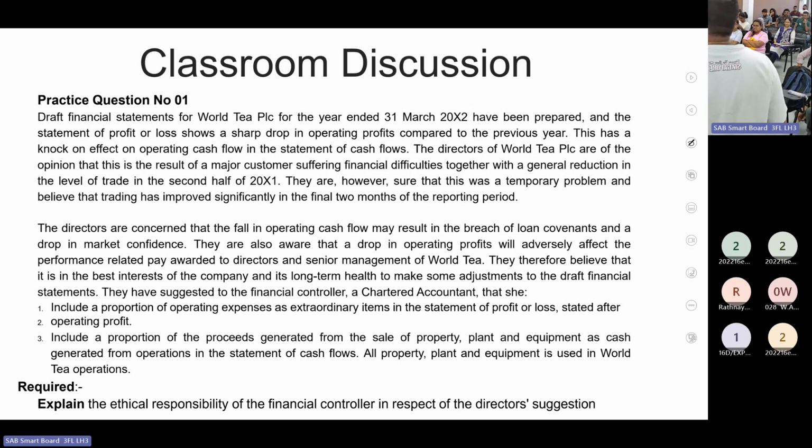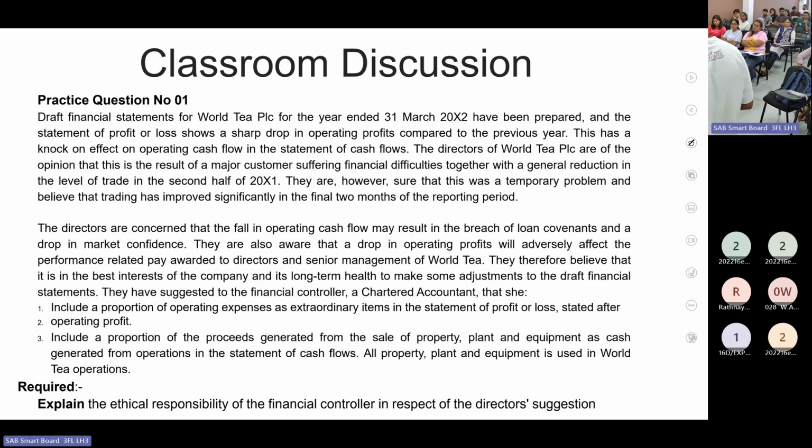Self-interest, it mentions that the performance-related payout will be affected, which means at the end of the day the auditor might also get affected, which causes self-interest. Since it comes from the directors, that makes it intimidation. The fundamental principles are integrity, which is about being honest and straightforward, professional competence, and objectivity.